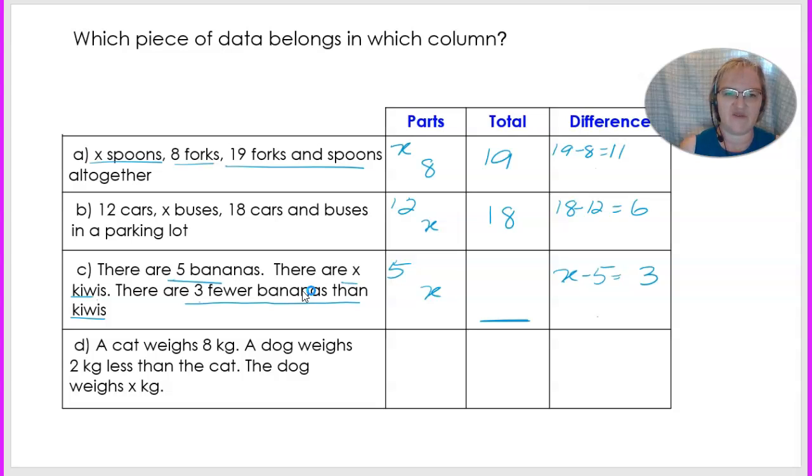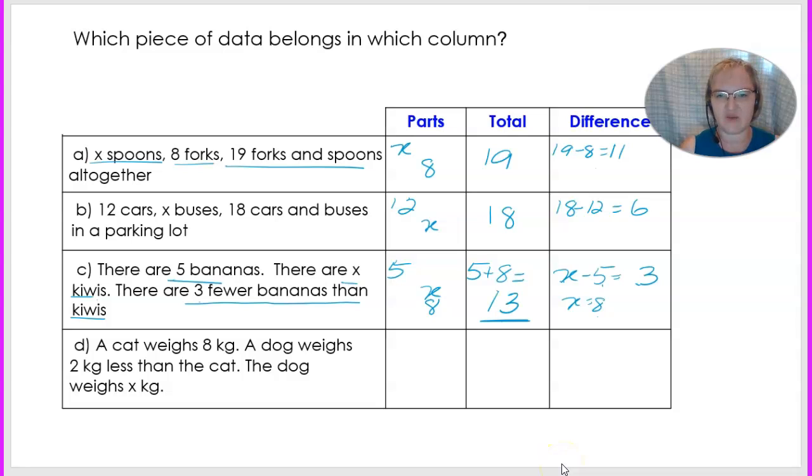If we have 5 fewer bananas than kiwis and the difference is 3, we know that our X is going to equal 8. So here we can put an 8 for our X. Finding the total, we will need to add 5 plus 8, which will equal 13.